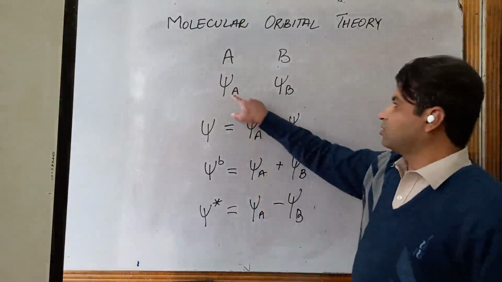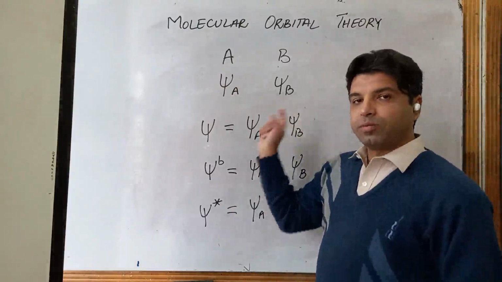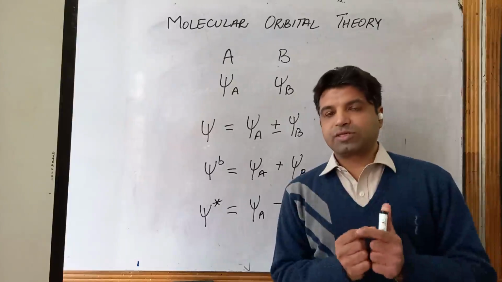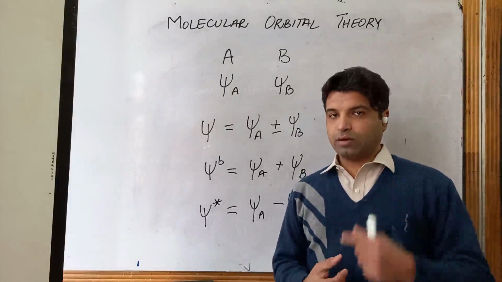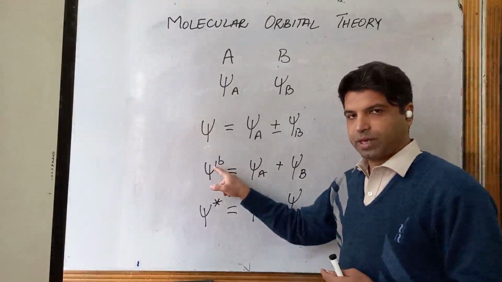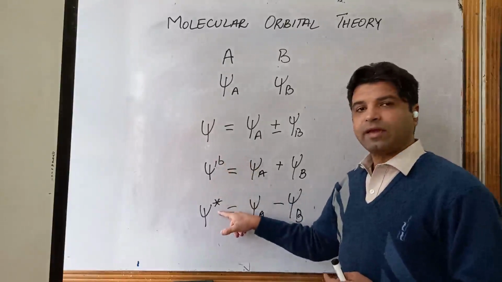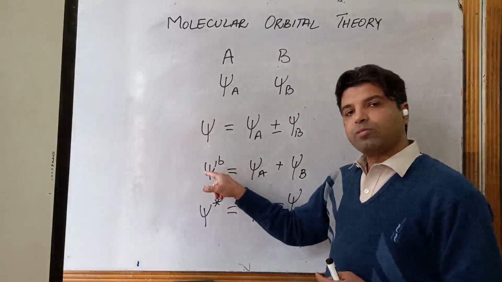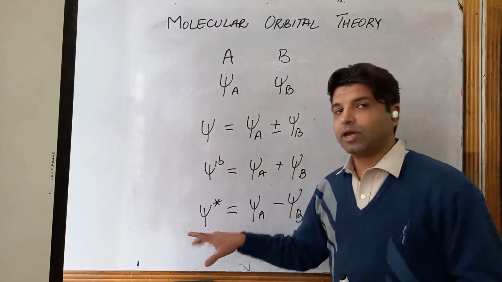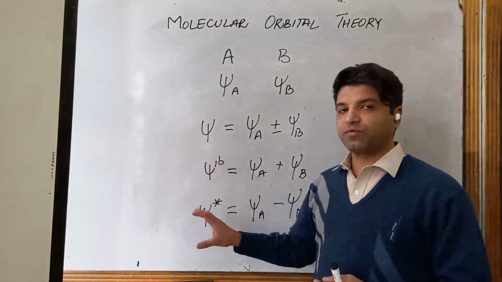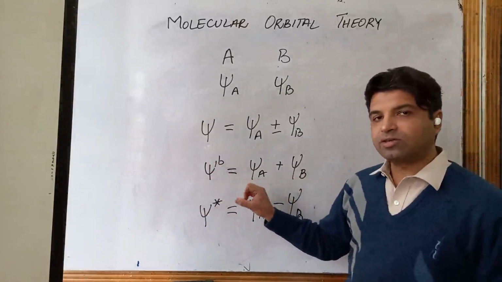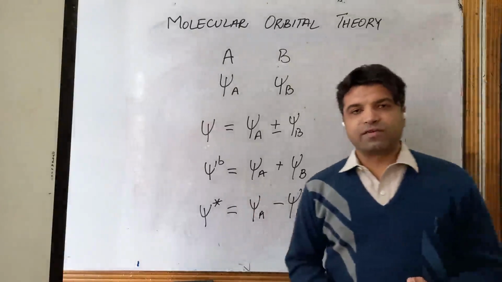So what we started with were two atomic orbitals, one belonging to A, the other belonging to B. These two atomic orbitals combine together to form molecular orbitals, and you can see we have two molecular orbitals, psi b with a small b and psi star. Psi b is the bonding molecular orbital and psi star, or asterisk, is the antibonding molecular orbital. And why we have these two different types of molecular orbitals is that in one case the wave functions of A and B add together, and in the other case we have a difference of the two.